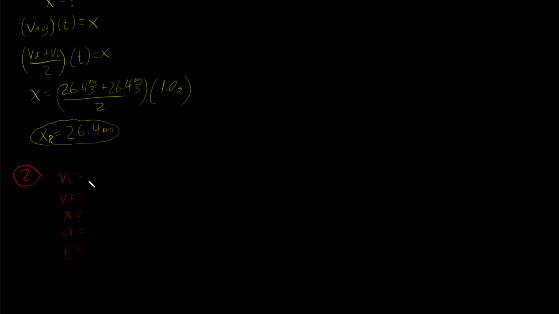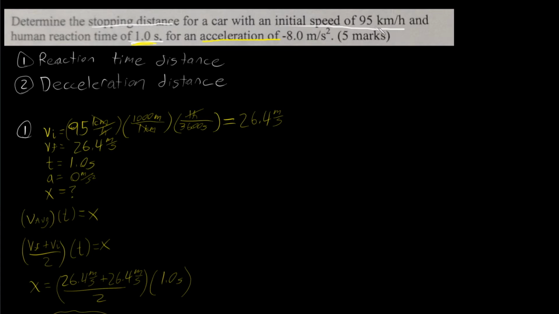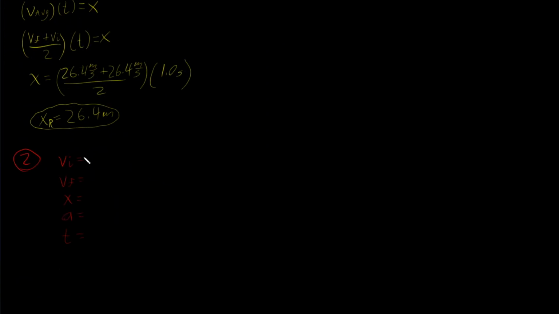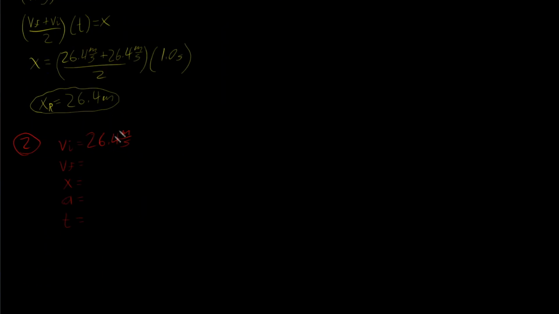So initial velocity, how fast is the vehicle traveling right at the moment that your foot gets onto the brake pedal? It's going to be the same as this initial velocity over here, 95 kilometers per hour, which we calculated to be 26.4 meters per second. And the reason that this is 26.4 meters per second is because when your foot first gets on the brake pedal, you don't start slowing down yet. Immediately, once your foot gets onto the brake pedal, we'll start slowing down at a rate of 8 meters per second squared. But right now, before that happens, this is still our initial speed.